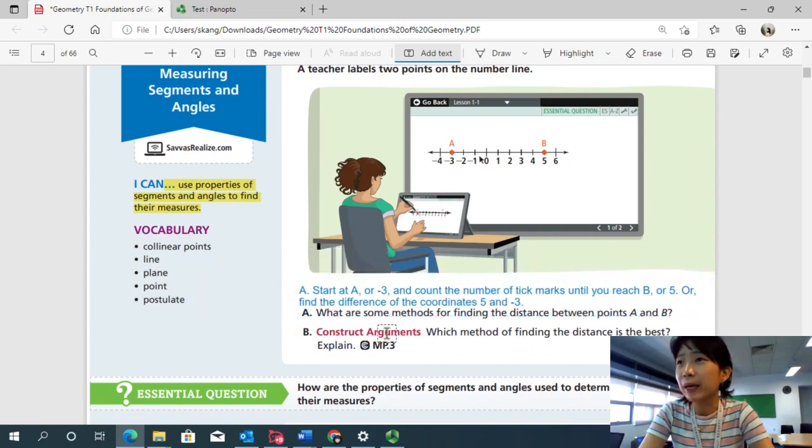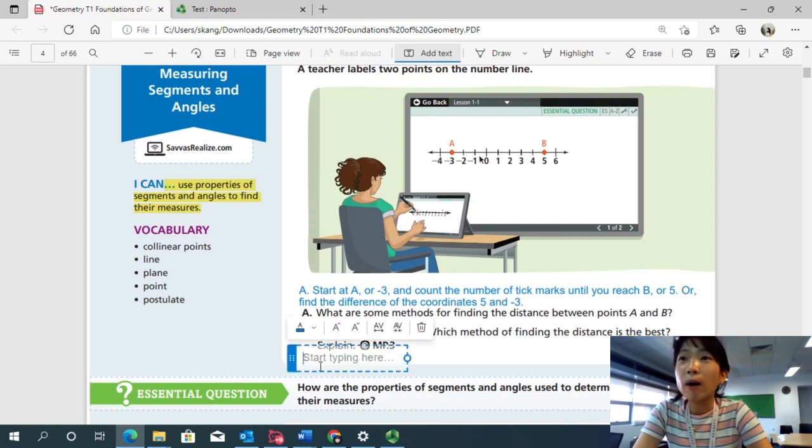Okay? Part B. Which method of finding the distance is the best? Explain. So what is your favorite? Maybe the counting part is the favorite. Except, how do you count the decimals? Are you still accurate when you're counting decimals and fractions? Maybe not. So in order to be accurate, it'll be best to find the difference of the exact coordinates, if they are known, right? So you can have your own reasoning, but if you want to be exact, you want to find the difference of the exact coordinates.